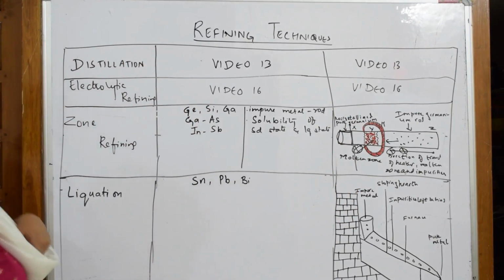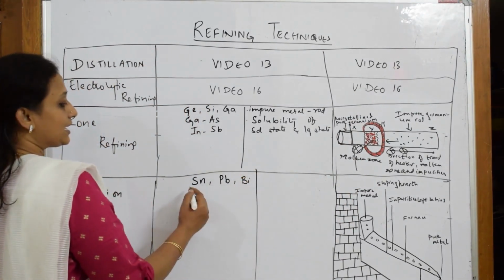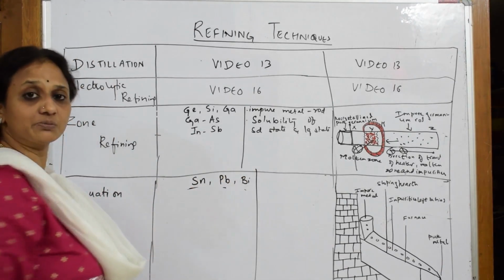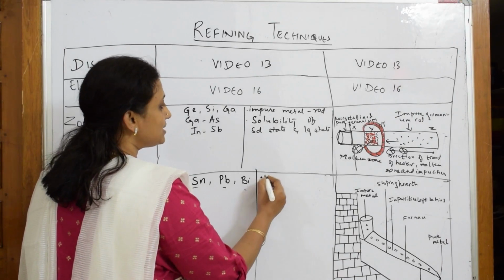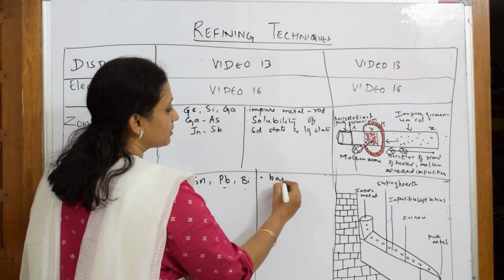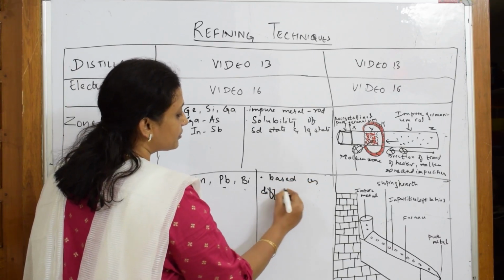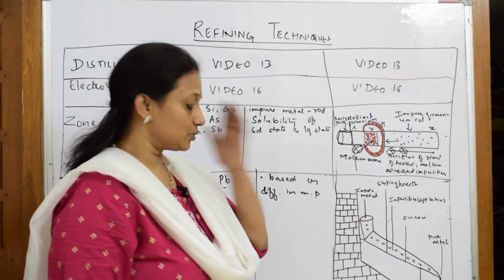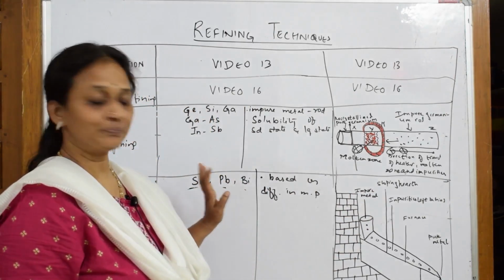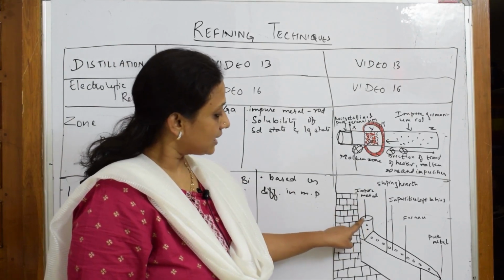Done. So next important thing, when we speak about liquation, through the liquation process I can refine tin, lead and bismuth. Now what is the principle here? The principle is based on difference in melting points. This is important. Difference in melting point. Here we took solubility. So what are they going to do? Suppose you want to purify lead. They're going to take that impure metal along with impurities and allow the metal to go.